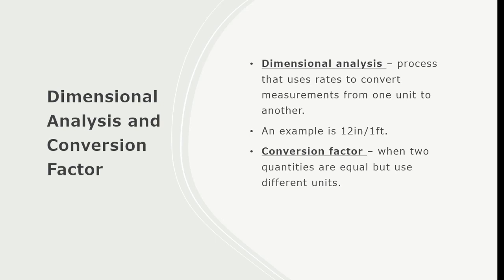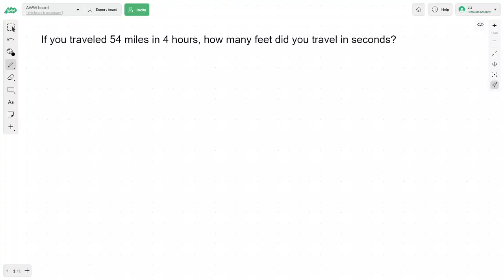And the last thing I wanted to look at today is dimensional analysis and conversion factors. Dimensional analysis uses rates to convert one measurement to another. So 12 inches is equal to 1 foot. A conversion factor is when two quantities are equal but use different units, just like before. 12 inches is the same as 1 foot. So lastly, we have this problem here. If you traveled 54 miles in 4 hours, how many feet did you travel per second?